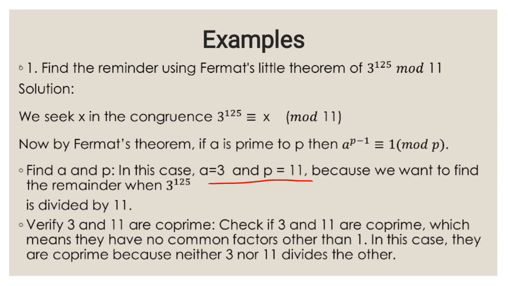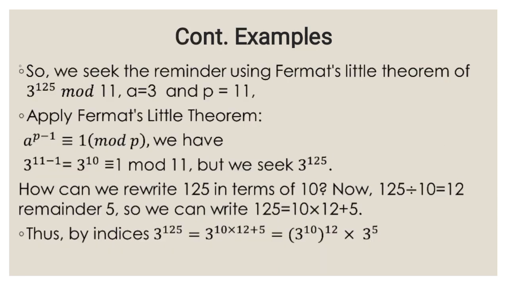Now we want to find the remainder when 3 raised to the power 125 is divided by 11. So we need to verify first that 3 and 11 are coprime. I'm sure you can see that they are prime to each other, and neither 3 nor 11 divides the other. So clearly they are coprime.